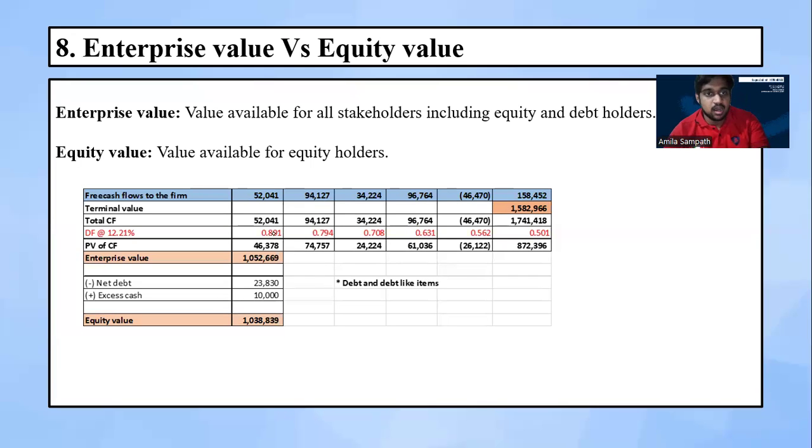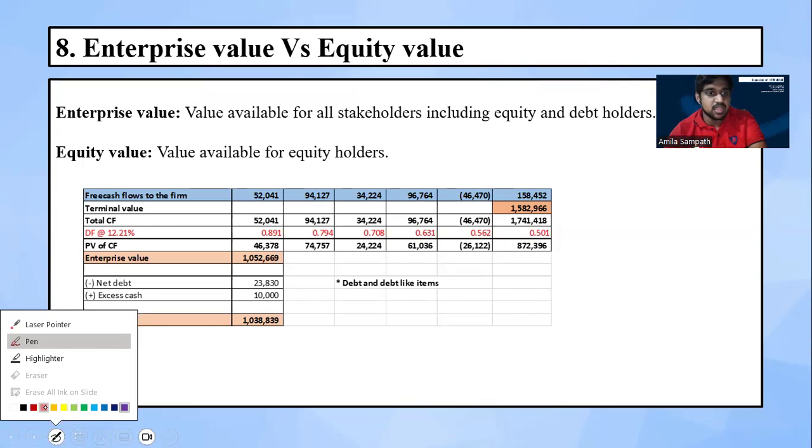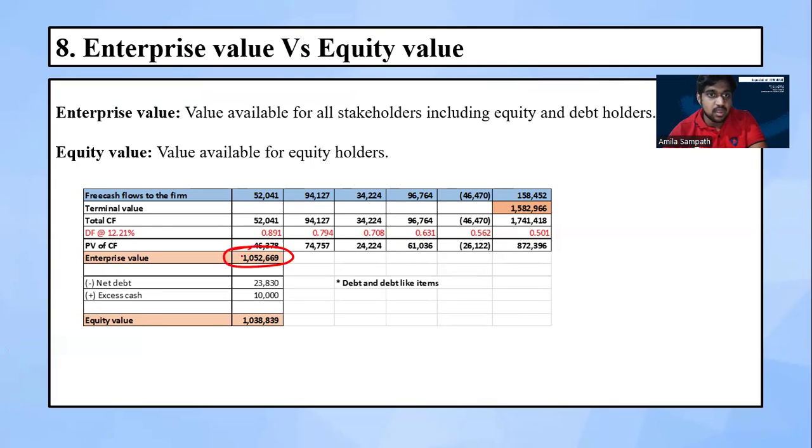Okay, now we have calculated our free cash flow to the firm, and now we take the present value of all these free cash flows to the firm. The summation of these free cash flows to the firm, technically, we call the enterprise value. Enterprise value means the value available for all stakeholders, including equity and debt holders.